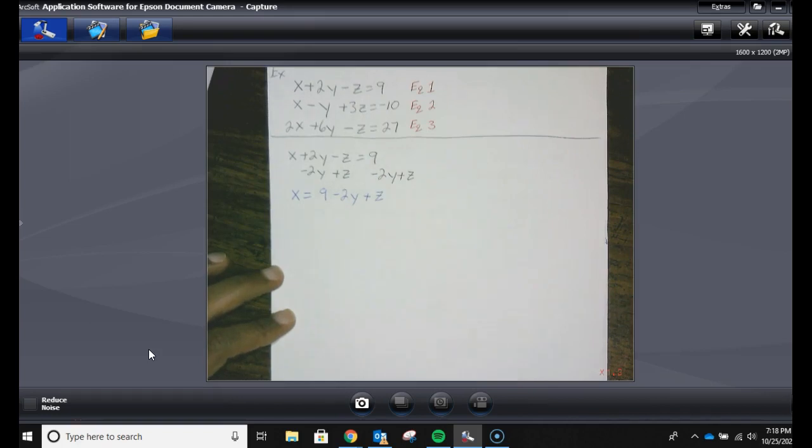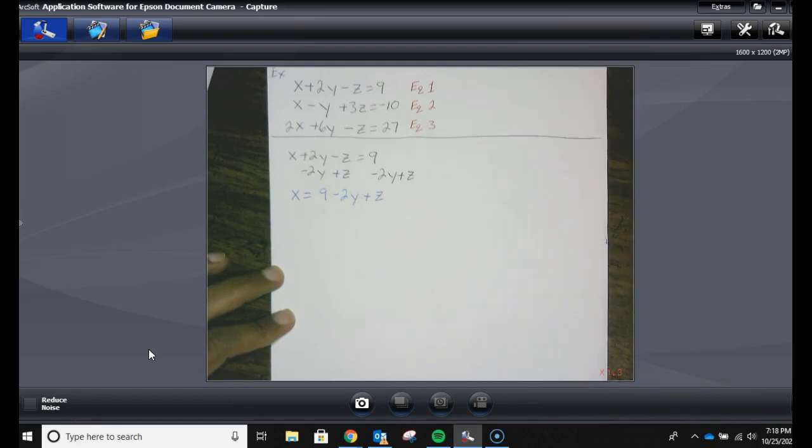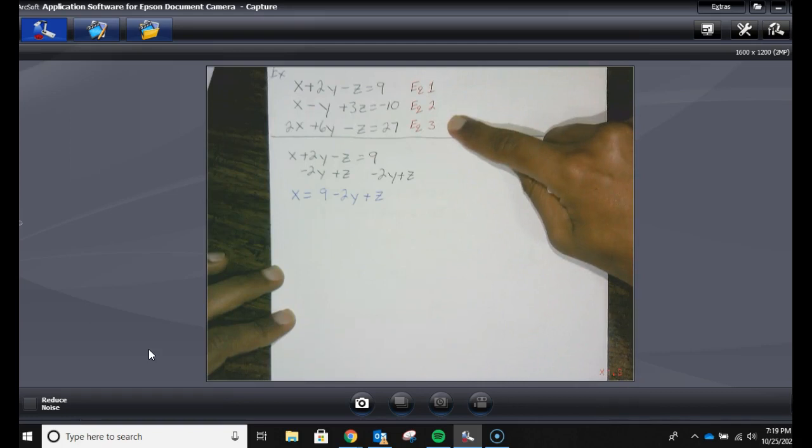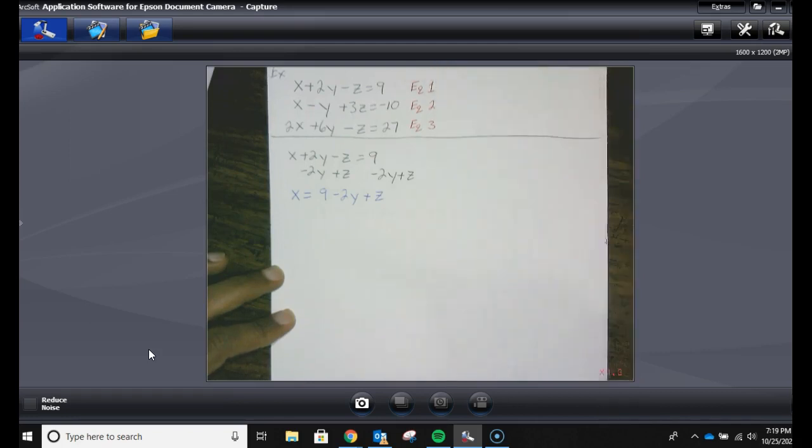One thing I want to point out: what I'm really trying to do, because I have three equations and three unknowns, is narrow this down. I need to get it down to two equations and two unknowns. And then I'm going to take those two equations and get them down to one equation and one unknown. I started off with three equations and three unknowns. I'm going to narrow it down to two, then I'm going to narrow it down to one. And then with that one equation, I can solve it. So the way I'm going to do this is by substitution.